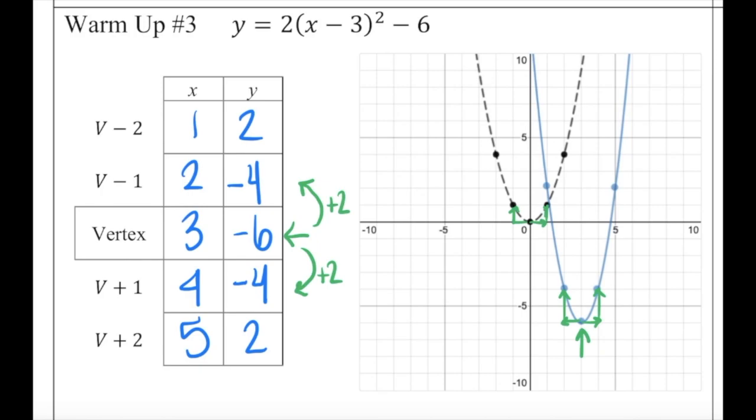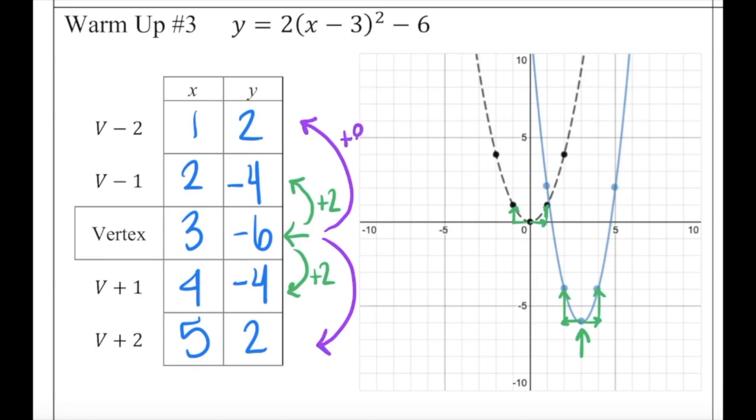What about our 2 away change? As we move 2 away from the vertex, 2 units away, that's a change of positive 8. Negative 6 plus 8 is 2. And in our graph, we can see the same thing. As we move 2 away, 8 is our change. And in our parent function, the normal change would have been 1 and 4. So we went from a change of positive 1 to a change of positive 2, and from a change of positive 4 to a positive 8.